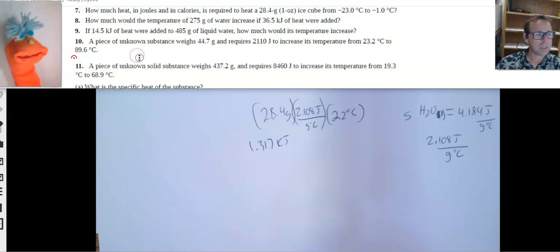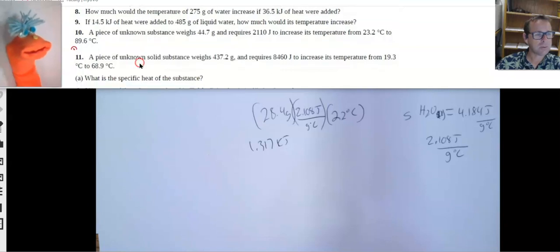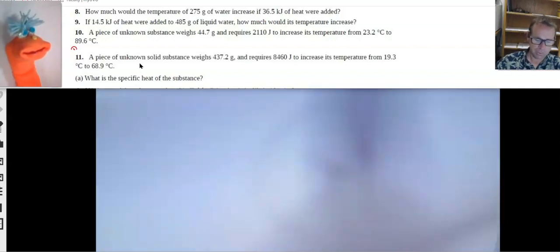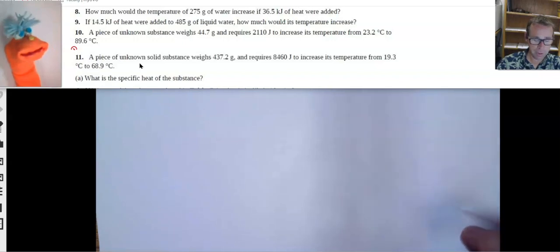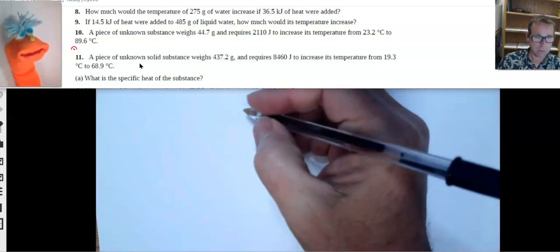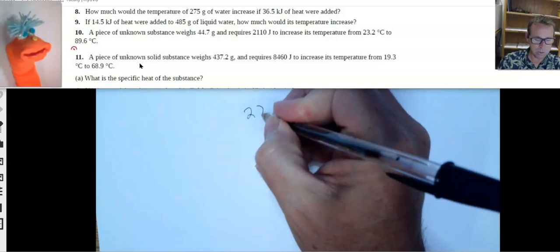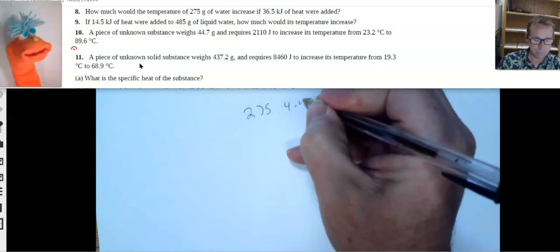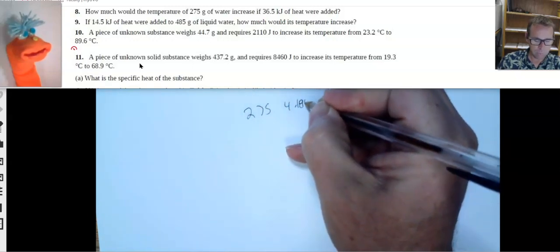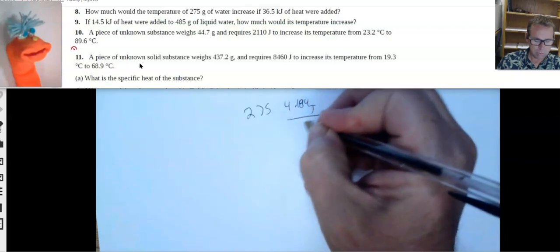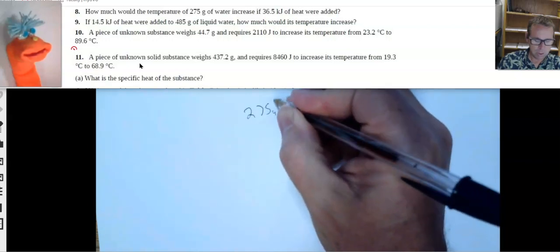Number 8. How much would the temperature of 275 grams of water increase if 36.5 kilojoules of heat were added? Okay? Can we do this the same way? We can. We know we have our mass of water, 275. We also know the specific heat, 4.184 joules for every gram degree Celsius. This is grams of water.